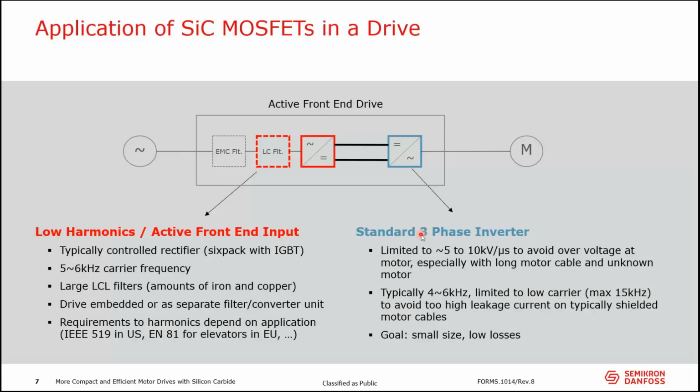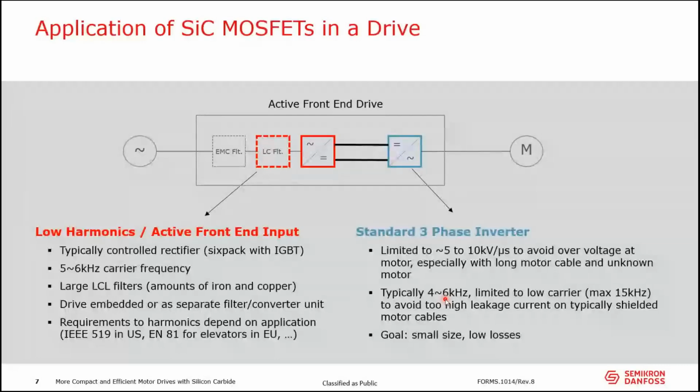This is to avoid overvoltage at the motor terminals when we have reflected wave effects with long motor cables, so as not to burn the motor winding. So 5 is normally the limit that is used in the industry. And then the carrier frequency is typically set to 4, maybe 6 kilohertz. For standard motors you can go higher, but then the cable length is a limit.